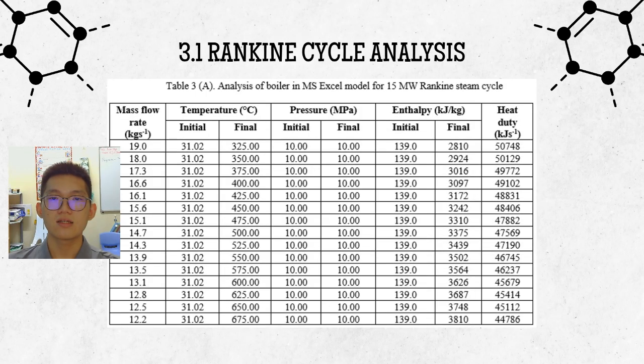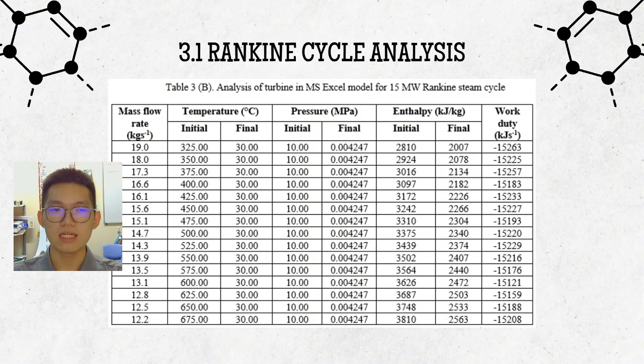For Rankine cycle analysis, Table 3a shows that pressures of 10 MPa remain constant as heating of compressed liquid to superheated steam occurs at high constant pressure. The initial enthalpy remains constant due to the constant inlet temperature, whereas the final enthalpy increases as the outlet boiler temperature rises from 325 Celsius to 675 Celsius. However, the quantity of heat absorbed by steam in the boiler decreases, even though changes in enthalpy grow wider due to the decrease of mass flow rate as the boiler outlet temperature rises.